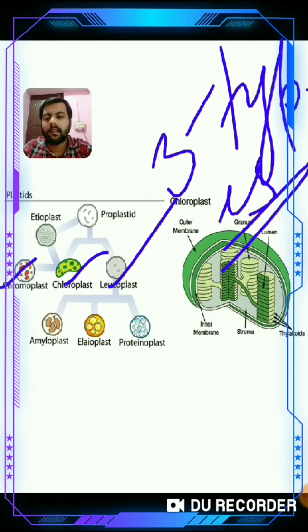Leucoplast is a colorless plastid. Colorless plastid means they are white in color, and the main function of leucoplast is storage. It helps in storage. Other than this, some terms are also mentioned here.